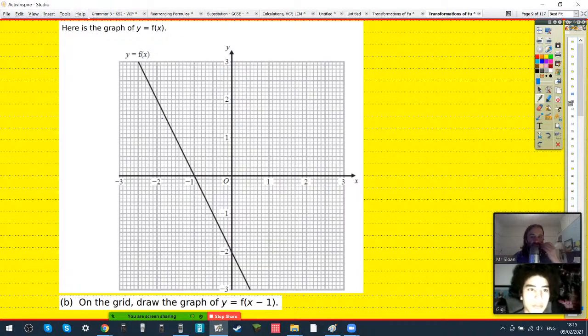Okay, let's try this one. y equals f of x.